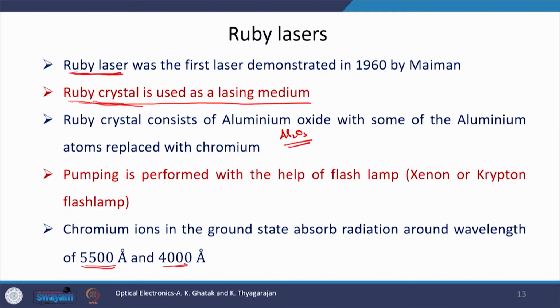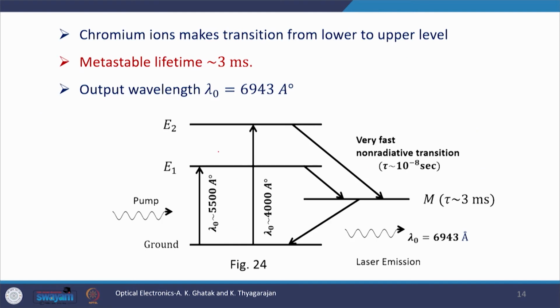the chromium ion. The chromium ion, upon receiving the light from the flash lamp, absorbs the radiation, and this absorbed radiation is of wavelength 5500 angstrom and 4000 angstrom. Now, here you can see the energy levels of the chromium ion. This is the ground state, and you see that it is absorbing 5500 angstrom and going up to energy level E1, while the absorption at wavelength 4000 angstrom leads the electron to the uppermost energy level, which is the E2 level.